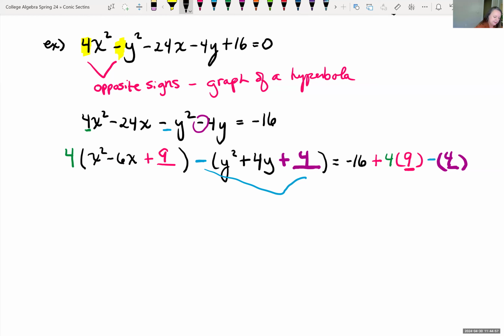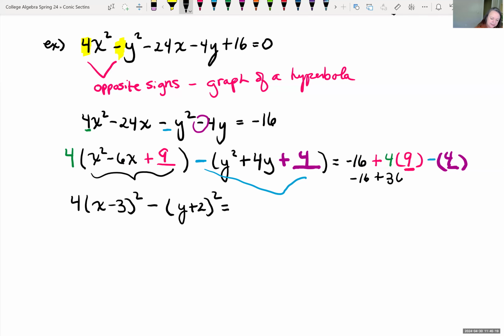Okay, so let's rewrite this. This is 4 all times, this is now a perfect square, x minus 3 quantity squared minus, this is now a perfect square, y plus 2 quantity squared is equal to, so here I have, let's just do this on the side, -16 plus 36 minus 4. Combining my negatives, -16 minus 4 is -20. 36 minus 20 is 16.